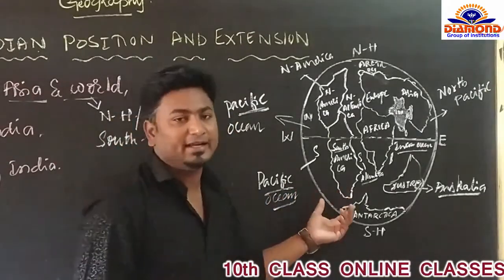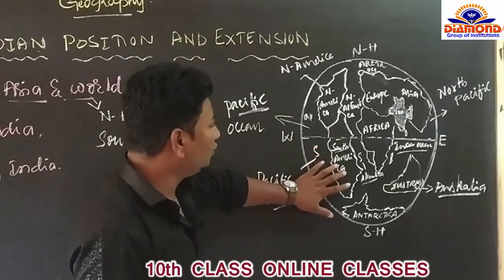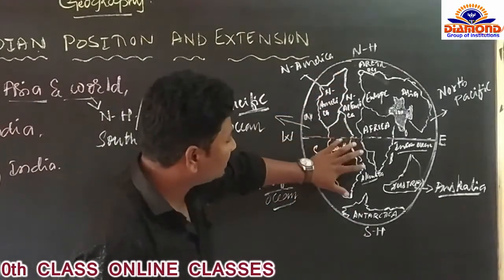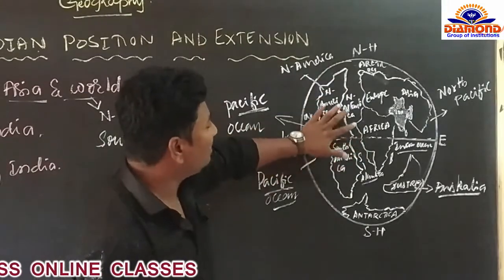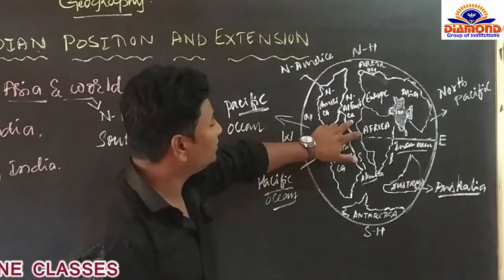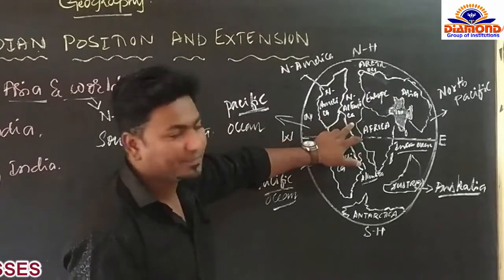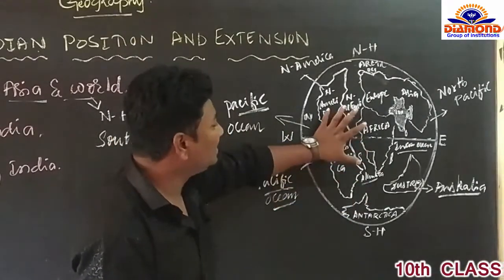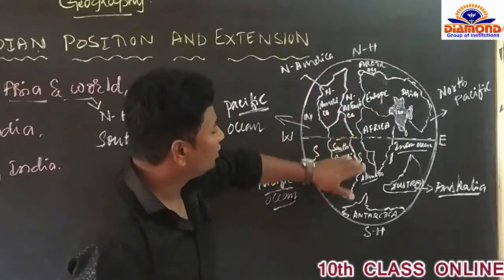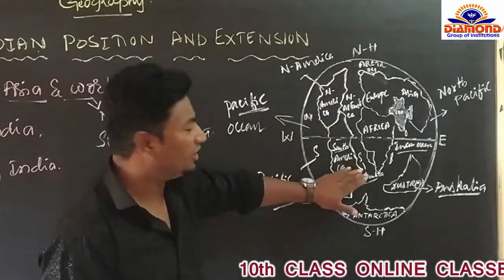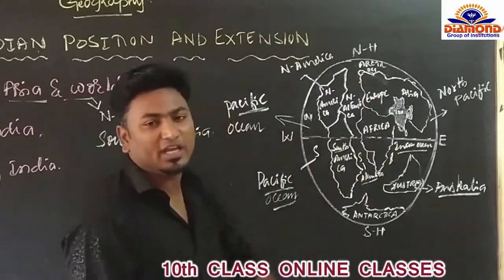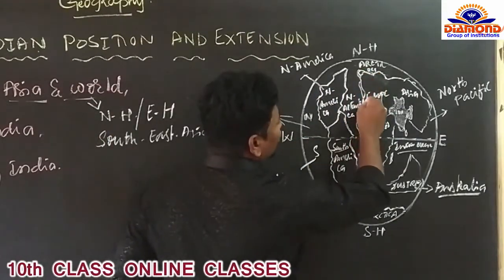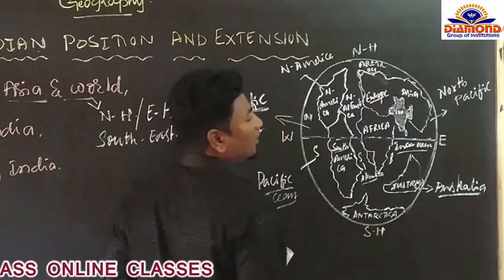So South America, North America, and here there is a gap. This gap is another ocean, the North Atlantic and the South Atlantic. So in this gap, we see the Atlantic Ocean. Then we come to another continent. That continent is the European continent, the Europe continent.